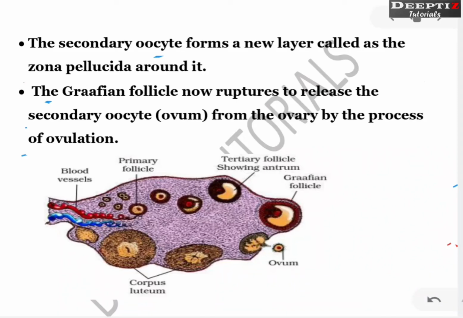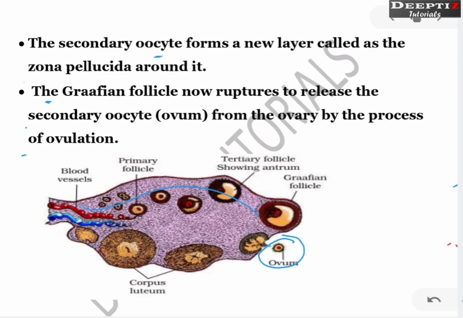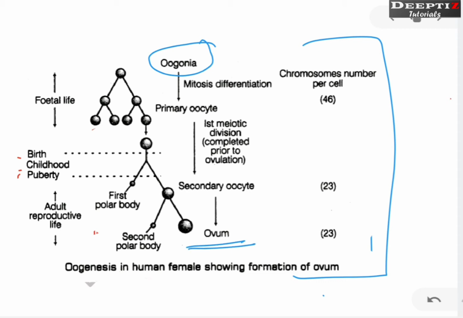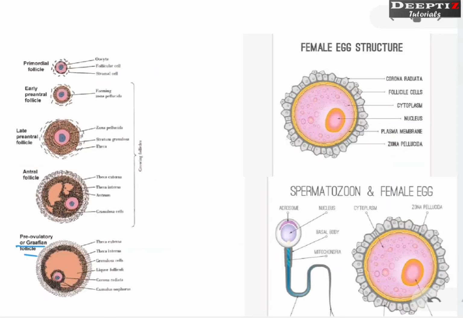Just now we have completed how ovulation takes place, and when we see this entire development in the form of a flowchart, we get it this way, right? From the oogonia, the ovum got released. If we want to study this much, that means the development up to the graafian follicle, we can use this diagram. In this diagram we can see how this particular graafian follicle is developed.